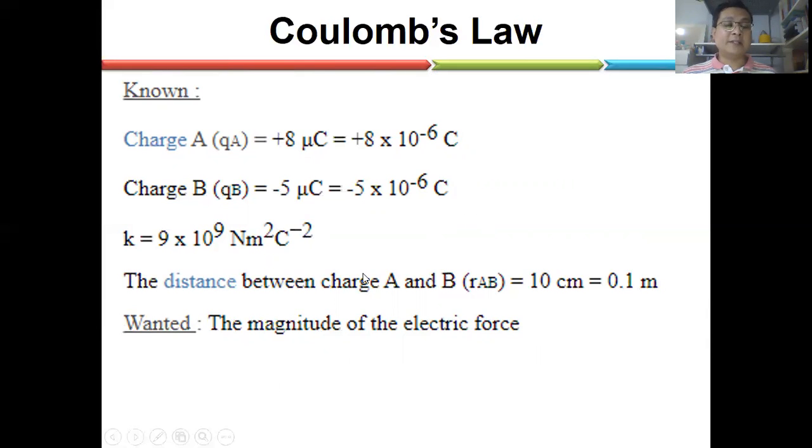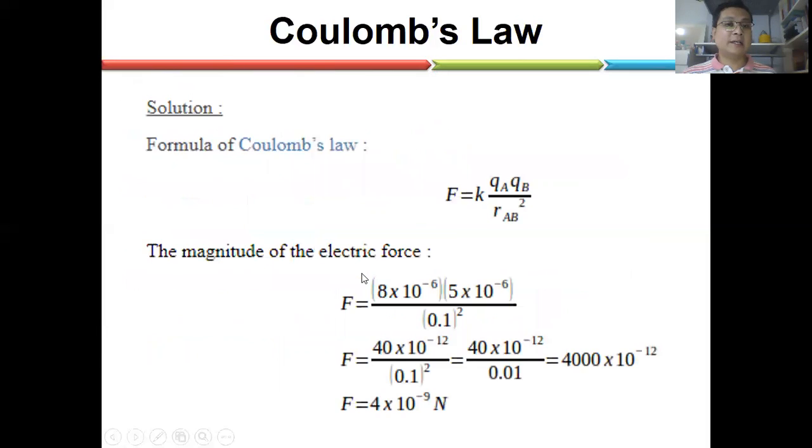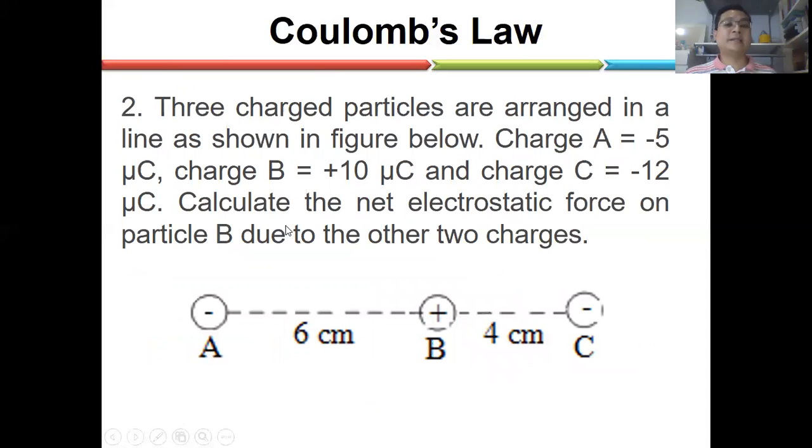So based on the formula, F equals k QA QB over r_AB squared. So just input all parameters into the formula, and we can find F with unit N, because F is force, which in MKS unit is newton. And then we go to the second example.